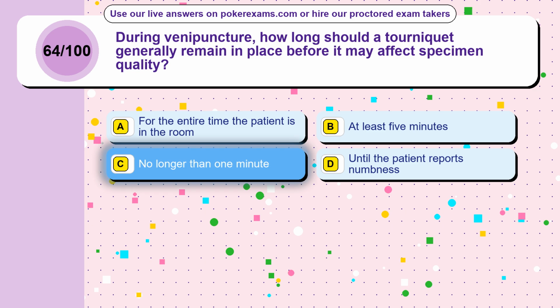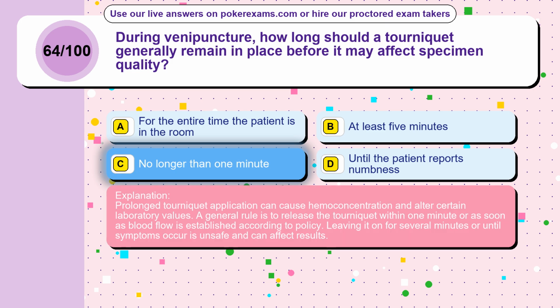The correct answer is option C. No longer than 1 minute. Prolonged tourniquet application can cause hemoconcentration and alter certain laboratory values. A general rule is to release the tourniquet within 1 minute or as soon as blood flow is established according to policy. Leaving it on for several minutes or until symptoms occur is unsafe and can affect results.